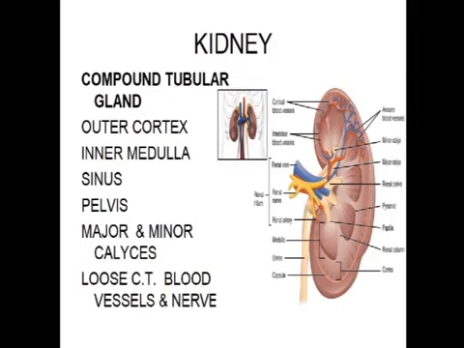It is a compound tubular gland if we talk about the morphological classification. If we cut a section, we will find this is the outer cortex and this is the inner medulla. These are the major and minor calyces. Then these major and minor calyces enter into this expanded portion of the ureter, which is present in the hilum of the kidney, and this is called the pelvis of the kidney. And the ureter then starts and runs down towards the urinary bladder.